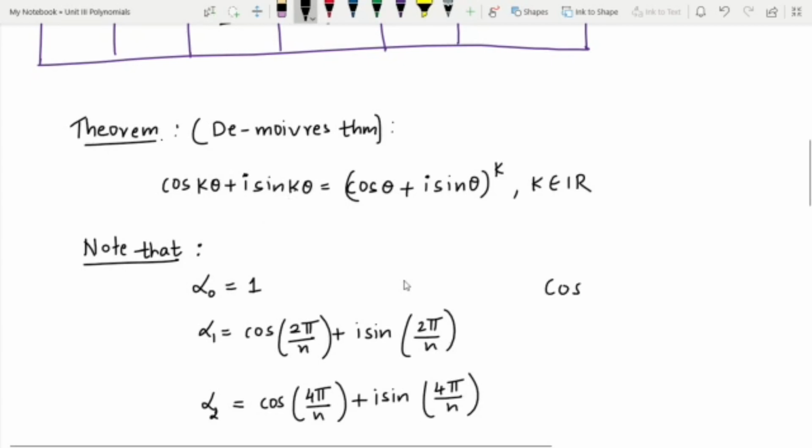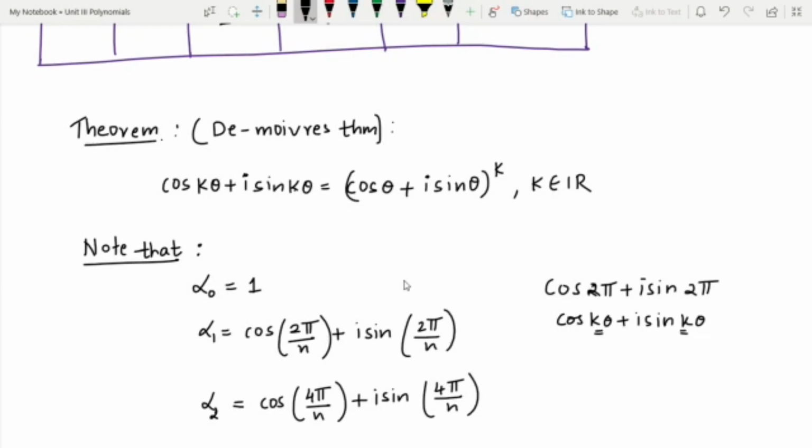Suppose we have cos of 2 pi plus i sin 2 pi. By De Moivre's theorem, you can relate it to cos k theta plus i sin k theta. You can say the value of k is 2 here. So this 2 can be taken to the power. It can be written as cos pi plus i sin pi raised to 2. On the right-hand side it is cos theta plus i sin theta raised to k, the same k, and this is true for real numbers k.